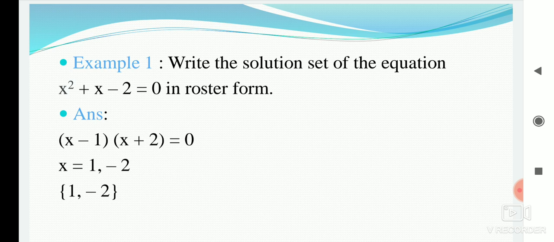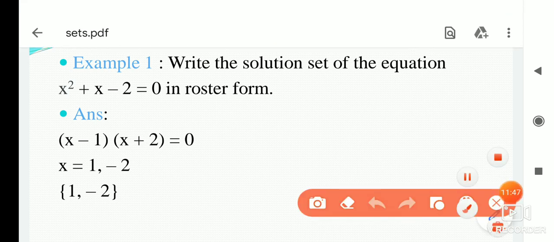The first example is: write the solution set of the equation x square plus x minus 2 equal to 0 in roster form. This is a quadratic equation. How to solve a quadratic equation you have already studied. This is one of the simple forms of quadratic equation. So what is the solution? (x minus 1)(x plus 2) equal to 0. So x equal to 1, minus 2. This is our answer.